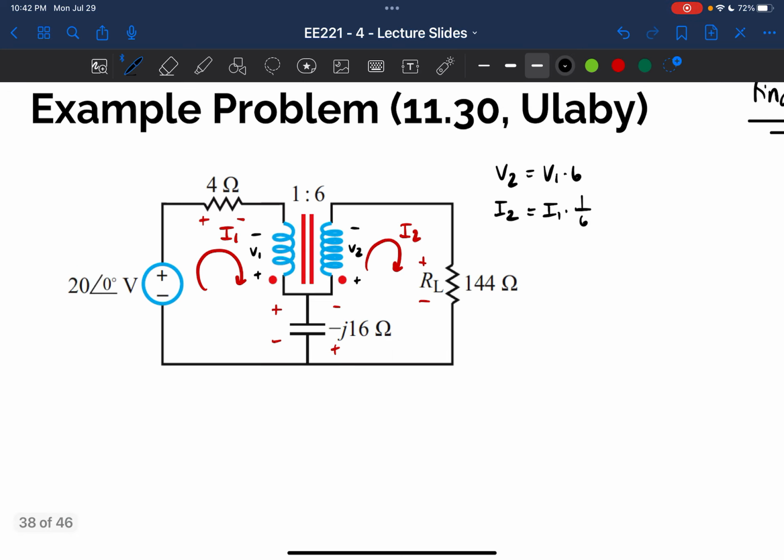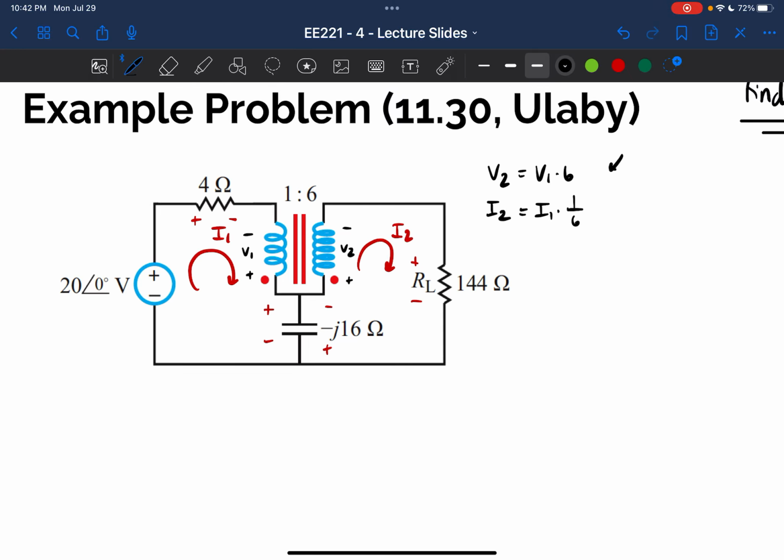But then we can write two loop equations here. We have four unknowns, right? We don't know V1, V2, I1, or I2, but we have these two equations, and now we can write our two loop equations, and then we'll have four equations and four unknowns, and we can solve the system. Even though that sounds like a nightmare, it's not going to be that bad.